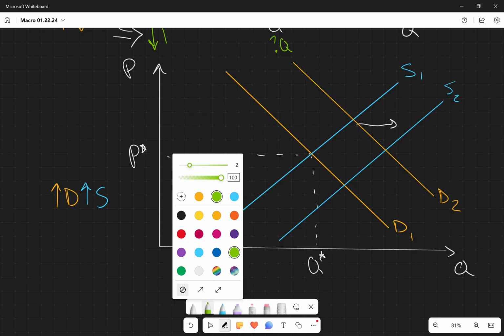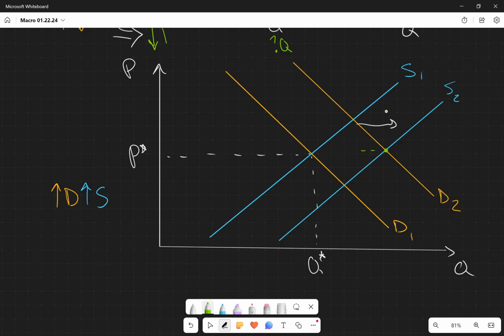When you can't figure out if the new equilibrium is above or below this P star, that's the big red flag that should tell you that I don't know what's actually happening to price. The only inference that I can make is that my quantity has increased. So an increase of both of them is going to result in a question mark for price now and an increase in the quantity.